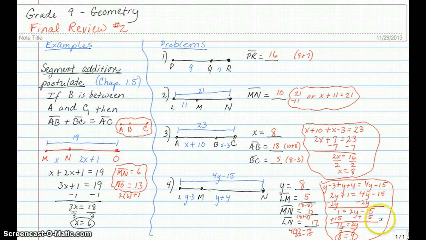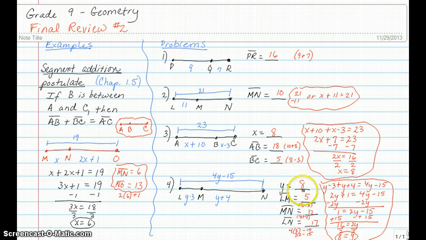You need to collect the variables on one side, preferably keeping the coefficient with the y positive. So we're going to subtract 2y from both sides. You're left with 1 equaling 2y minus 15. Using the addition property of equality, you add 15 to both sides. So you end up with 16 equaling 2y. Use the division property of equality to isolate the variable y. You divide both sides by 2, and y equals 8.